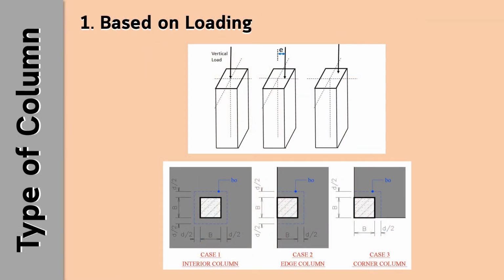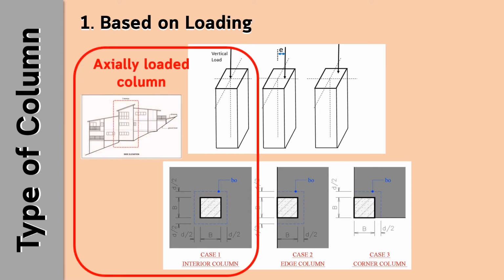The first criteria is based on loading. The first one is the axially loaded column. In this type of column, loads act along the longitudinal axis, and it can only carry direct compression. So this type of column can be used in multi-story buildings and as an interior column.